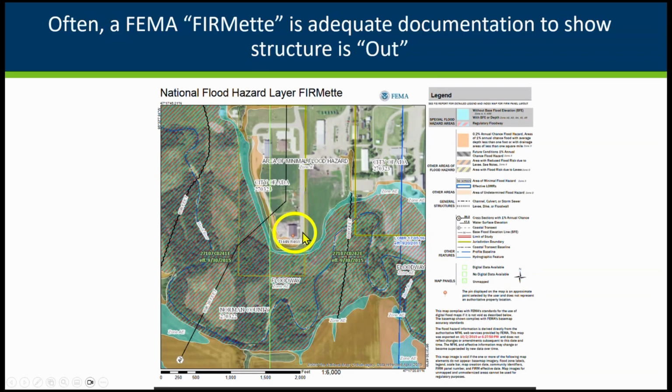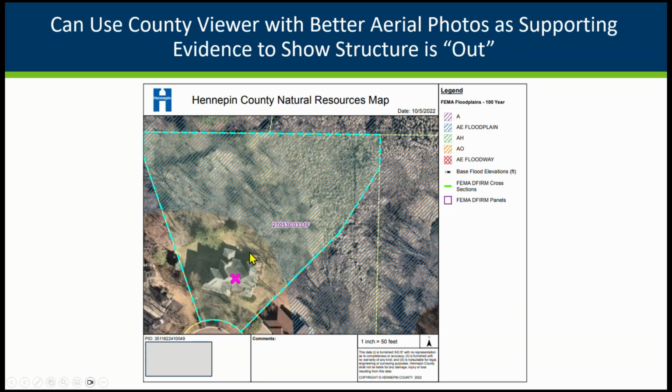And even on the FEMA map, you can see that it's clearly not touching that floodplain, the high hazard floodplain, the floodway or the flood fringe, light blue. This is showing an example of using a county site that's got a very nice clear aerial photo with the floodplain there that you could attach with your FEMA map if the FEMA map is not real clear on the boundary.